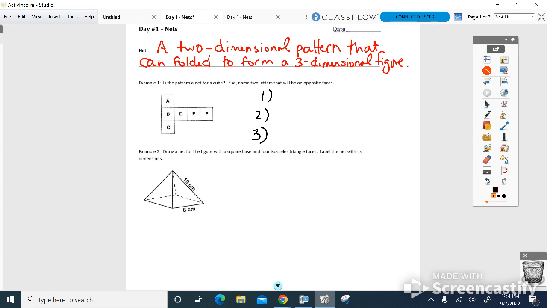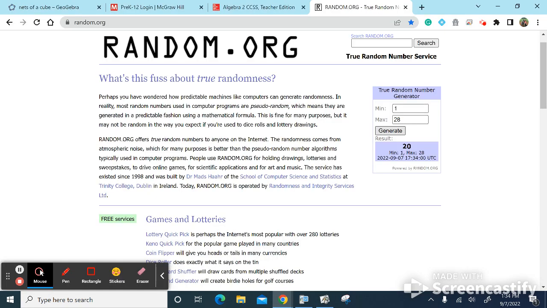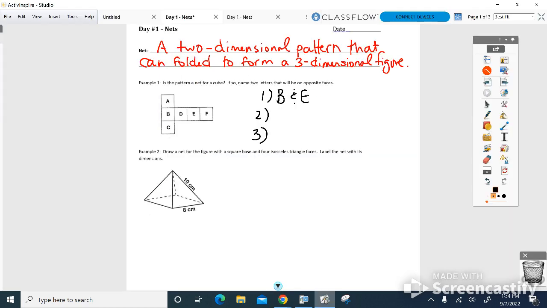Name, give me 2 letters. B and E. Okay, yes, B and E would be opposite each other. Great job. All right, give me another pair, please. A and C. A and C would be a pair opposite. And then finally, I'm not going to call on anybody here. Process of elimination, D and F would be opposite.